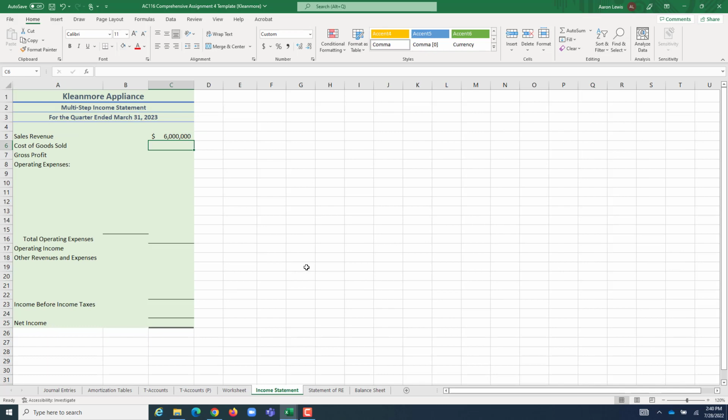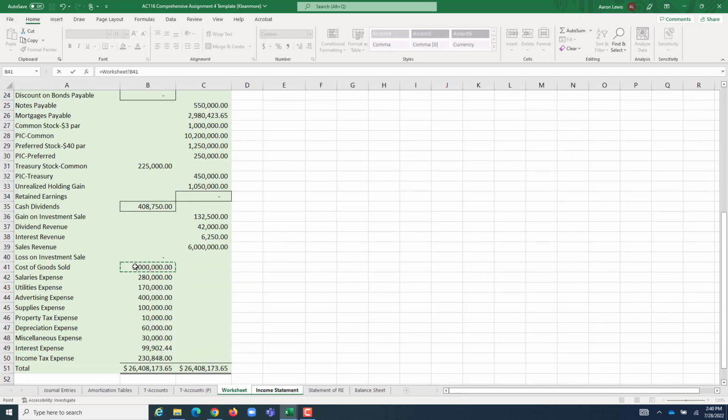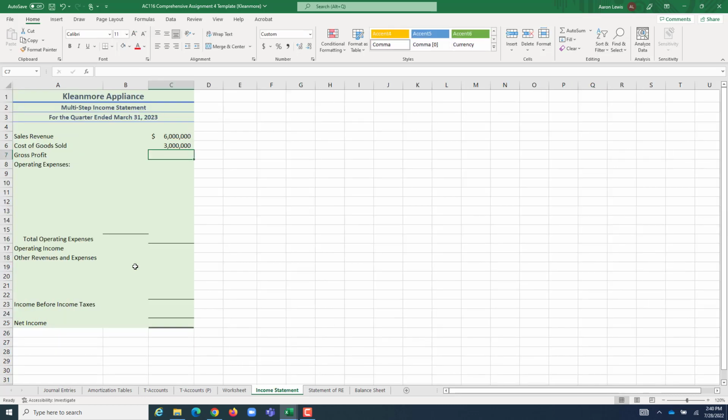For cost of goods sold, I hit equals. I go back to our worksheet. I find how much we had for COGS for the period. That was $3 million. I click on that number. I hit enter, and it brings that number on over. And since gross profit is sales revenue minus cost of goods sold, I hit equals. I click on sales revenue minus cost of goods sold. Enter. Our gross profit is $3 million.